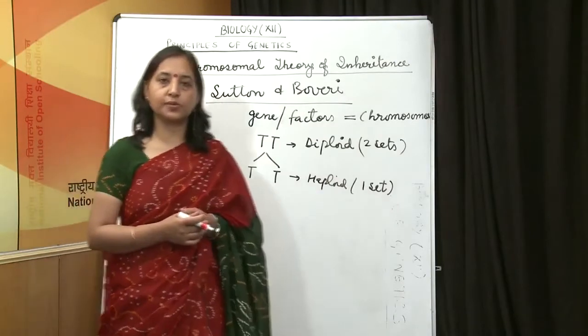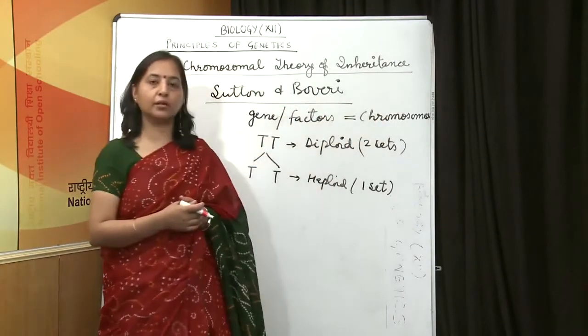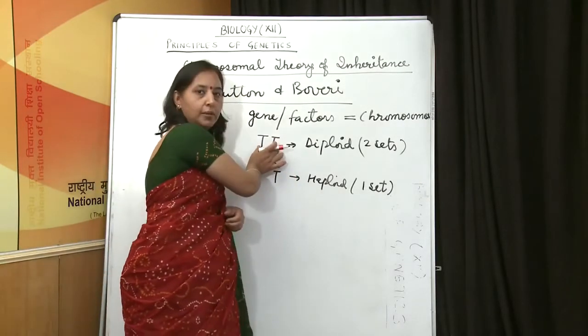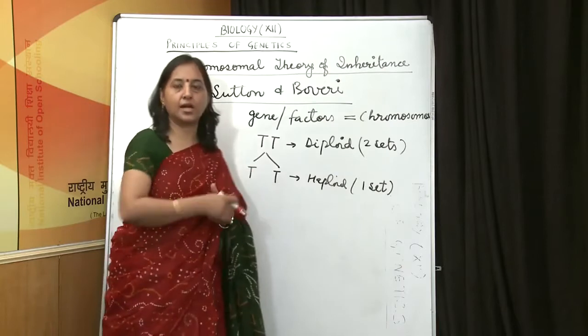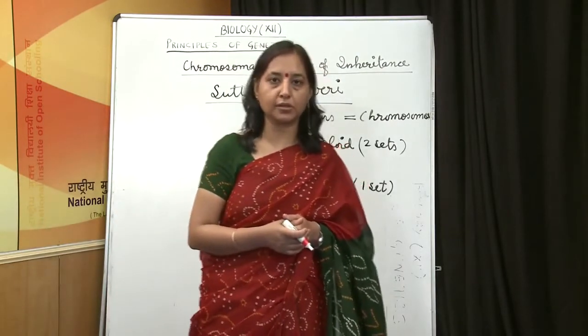The same thing was observed when the chromosomes undergo meiosis. They are also found in pairs. They also separate at the time of gamete formation, that is, they become haploid at the time of meiosis.